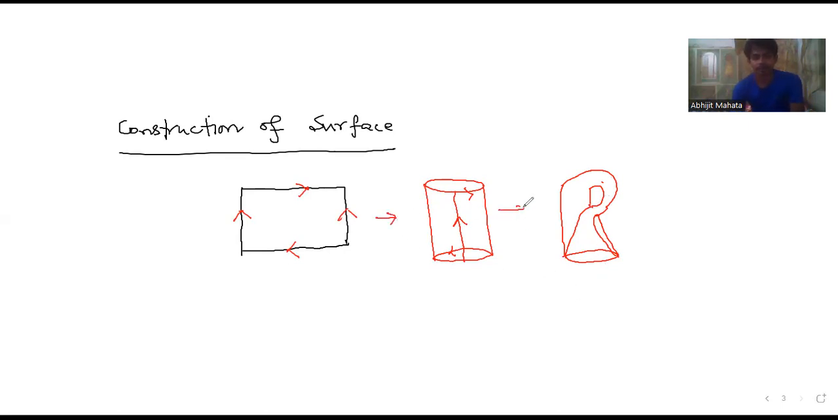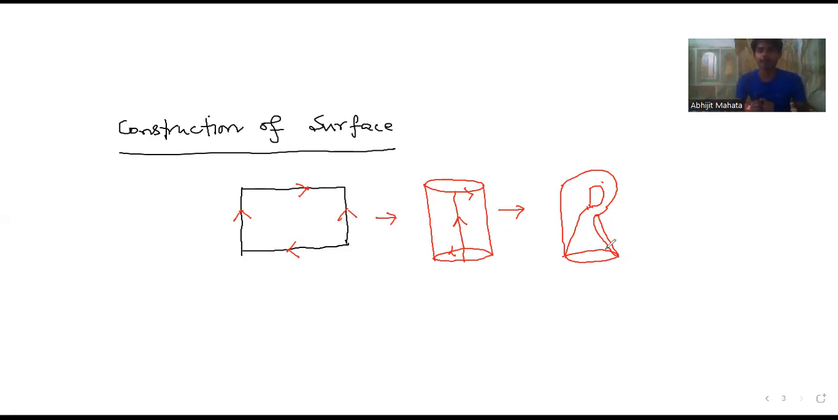Now the question: is it a surface? The answer is yes, it is a surface. But you cannot embed it inside R3 without intersecting. You have to make a hole, and you can go inside and attach this circular part with the proper orientation. So this is not embedded inside R3. Now the question: what do we mean by embedded?